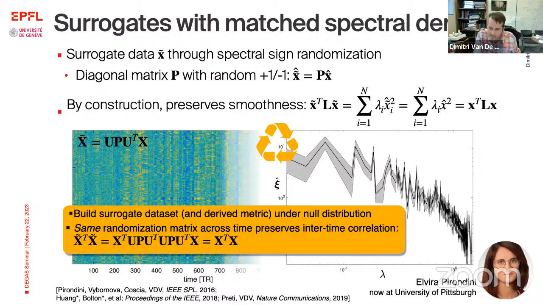And this very nice scheme dates back to Elvira Pirondini, who was a postdoc in the lab a couple of years ago, and who's now a faculty at the University of Pittsburgh in the US. So this is the way we can generate surrogate graph signals.